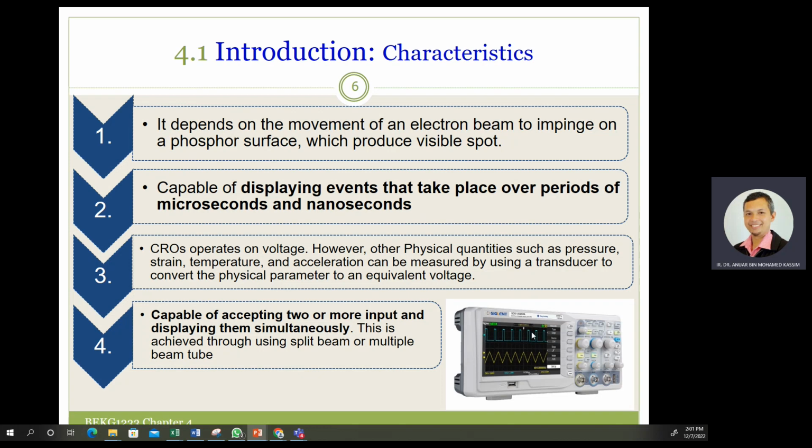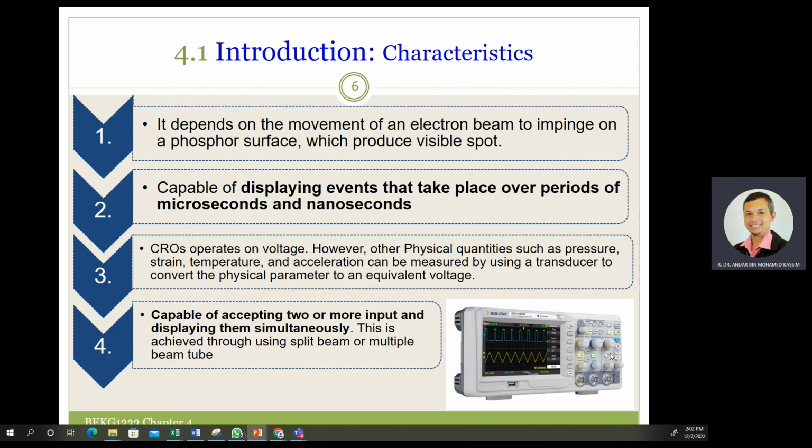Okay, and it is also capable of accepting two or more inputs and displaying them simultaneously. As you can see in this oscilloscope, there are, for example, three inputs, three inputs where we can connect the probe into channel 1, channel 2, and channel 3. So this oscilloscope can accept two or more inputs based on the model or the type of oscilloscope that we use.